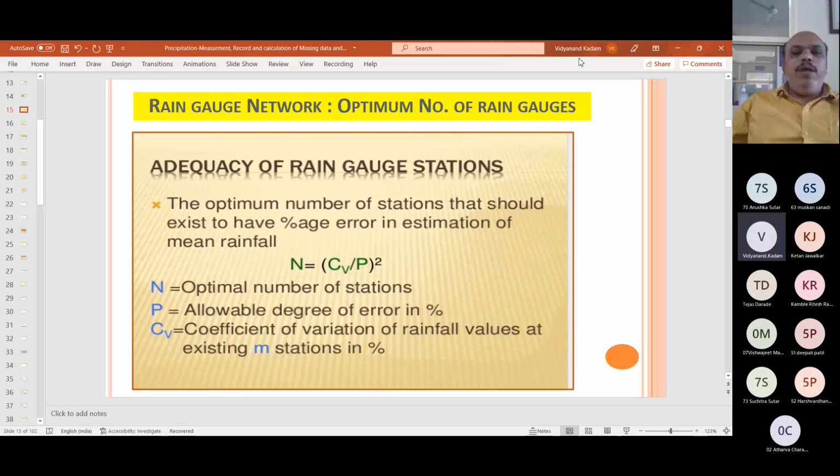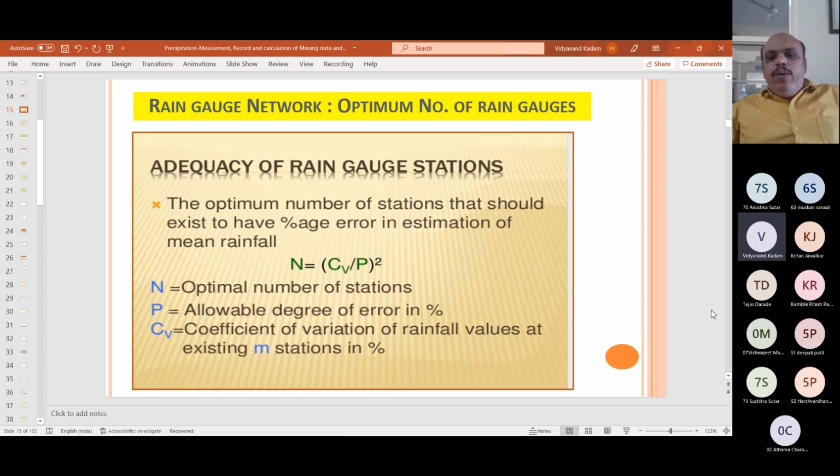We need to know what is the optimum number of rain gauges required in a rain gauge network. A rain gauge network consists of a number of rain gauge stations, and these rain gauge stations should be optimum. And this is the formula to calculate the optimum number of rain gauges.